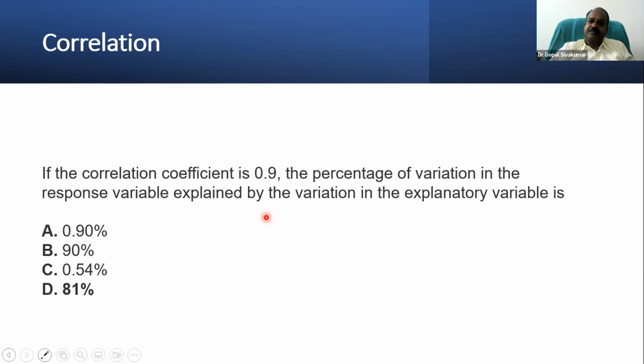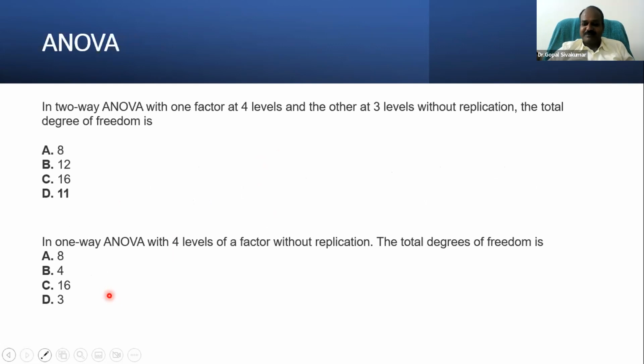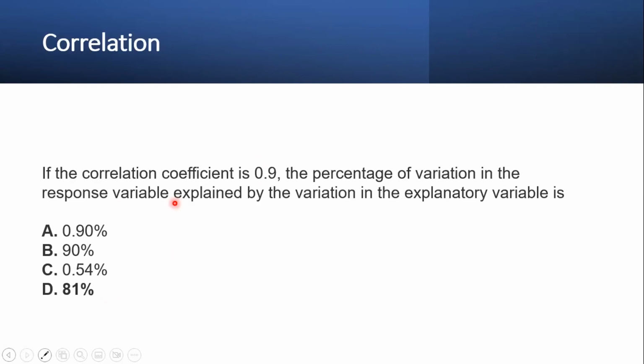Read the statement. What is the influence x has on y? How do you understand the influence? With the help of r square. Am I right? What is r here? Correlation coefficient 0.9. R square means 0.9 squared. How much is it? 81. So the answer is 81%. All of you understand? Once we are thorough with the basics and the terminology, you will be able to understand the situation and then you will also be able to do it.